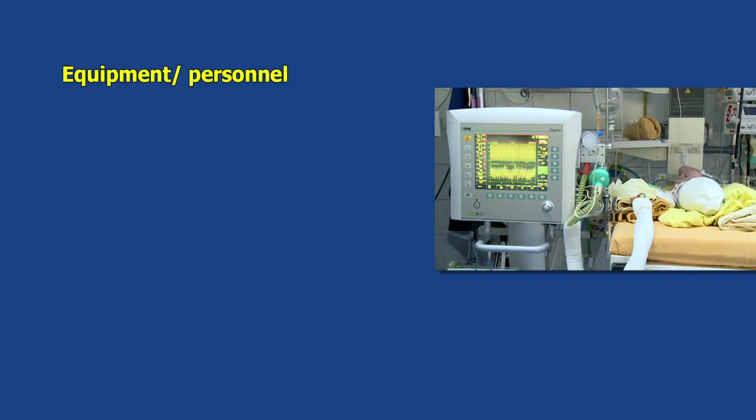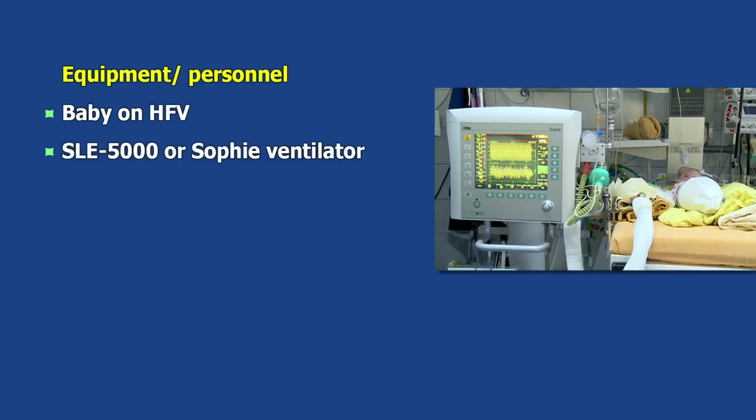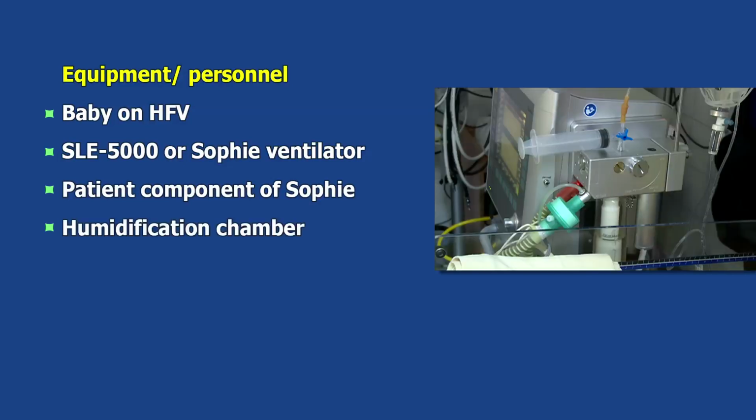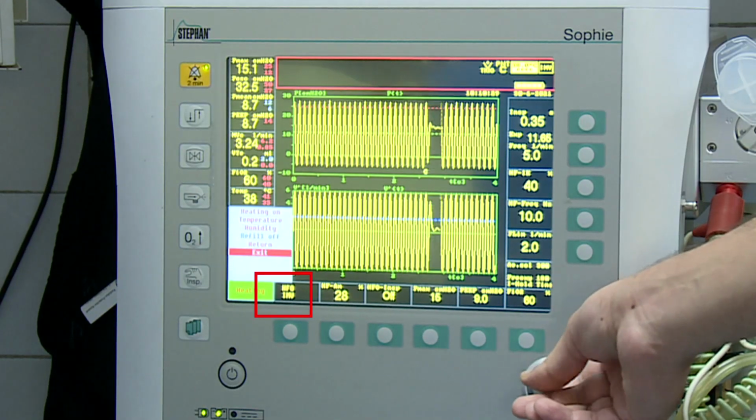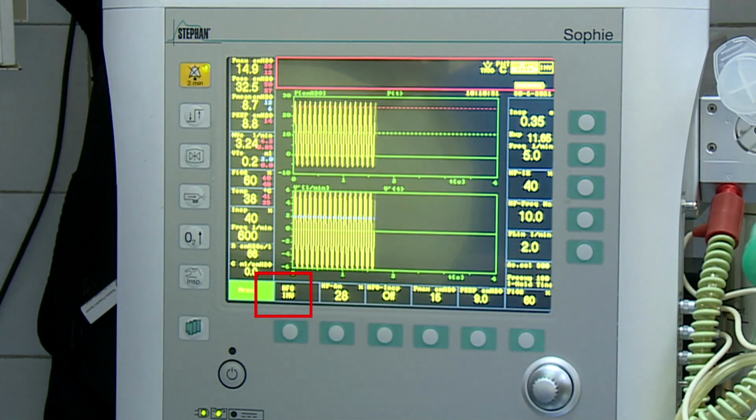Equipment, personnel or baby required: baby on high frequency ventilation, SLE 5000 or SOFI ventilator. Patient component of SOFI, humidification chamber and ventilator tubings. Choose HFO ventilation mode, either CPAP or IMV.